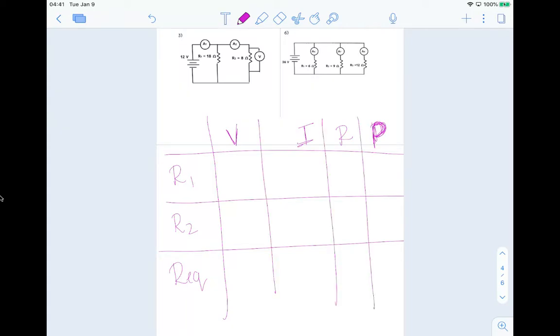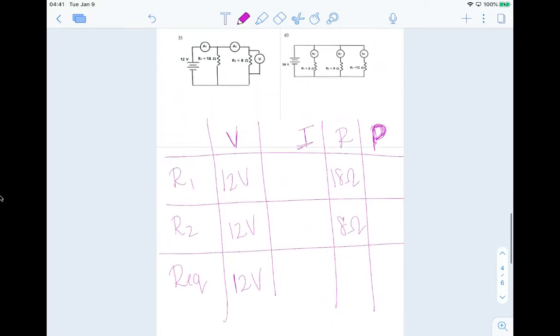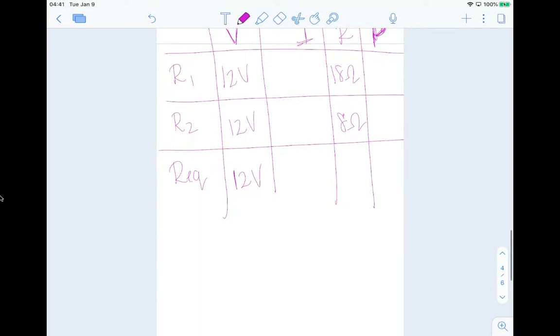All right, so looking at this picture, we have our total of 12 volts, and again, this is a parallel circuit, so all of our voltage is constant. We also have 18 ohms as our first resistor. We have 8 ohms as our second. And we can go ahead and solve for our total resistance.